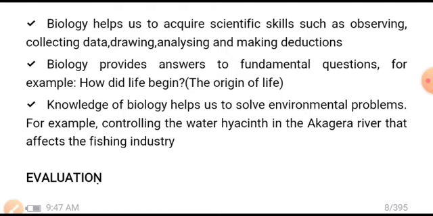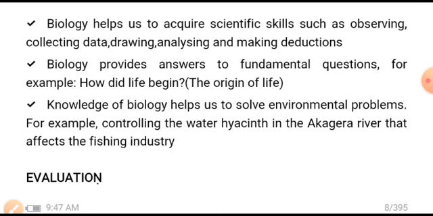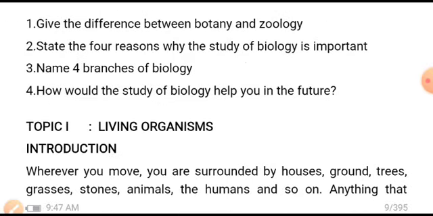So let us see the evaluation. These are different questions that you can tackle in order to understand what you have studied in this introduction to biology. Give the difference between botany and zoology. I know you will understand. Try to work briefly and discuss this in groups or by yourself. As we said, botany is the study of plants, whereas zoology is the study of animals. But you know there is more than one difference.